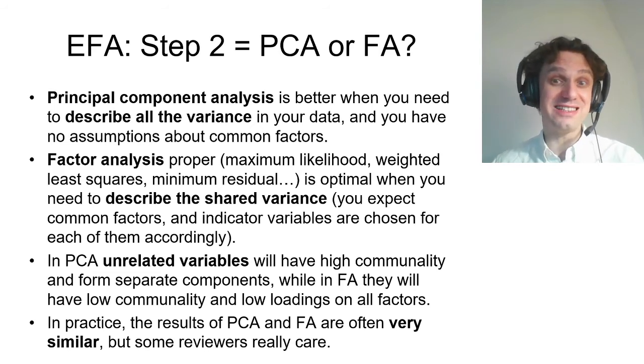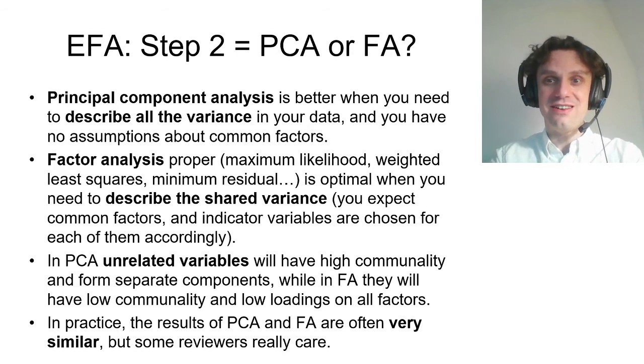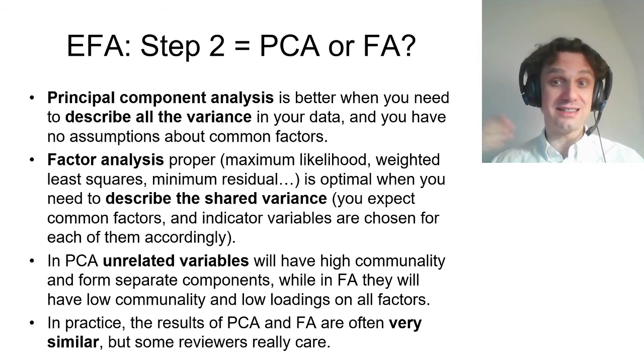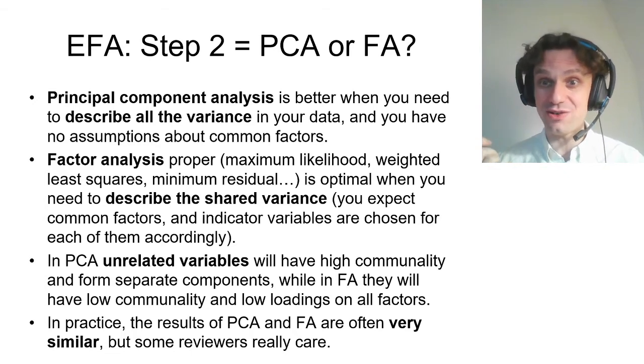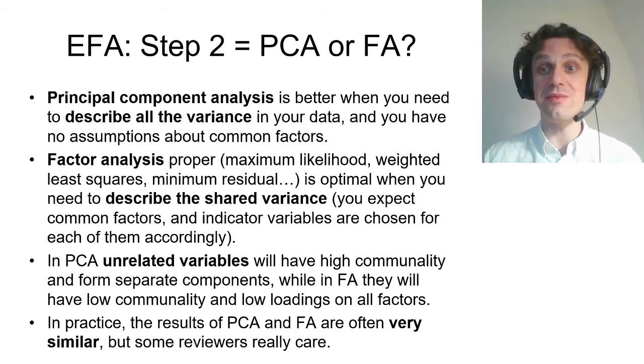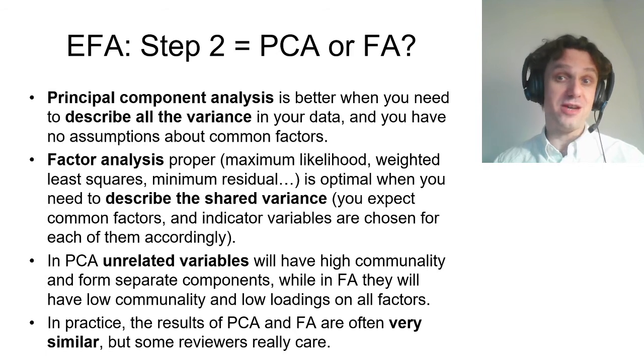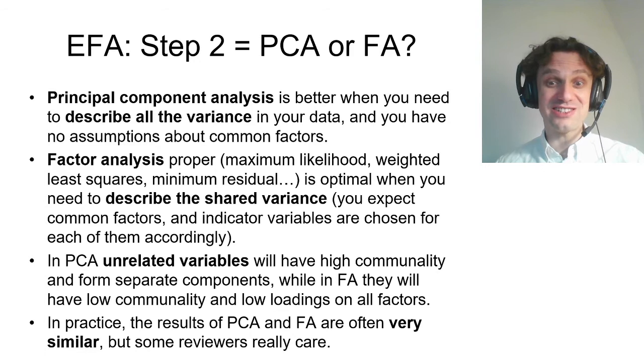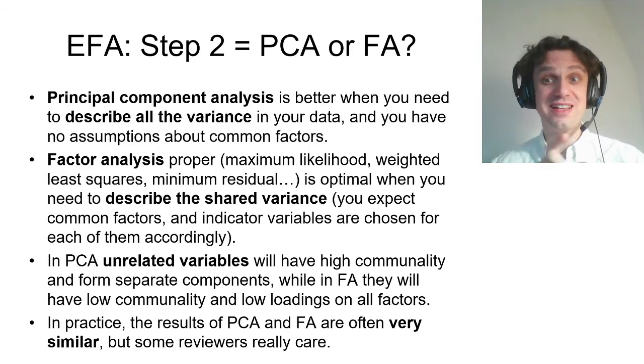Hence, it's no surprise that in natural sciences, where people try to describe some kind of real data sets, they use principal component analysis. In social sciences and psychology, we typically use factor analysis proper methods like maximum likelihood, weighted least squares or minimum residual, because we normally have expectations about common factors in our data sets. In practice, of course, the structure that you see from both methods is usually very similar, so the differences are quite minuscule, but some reviewers really care about them.